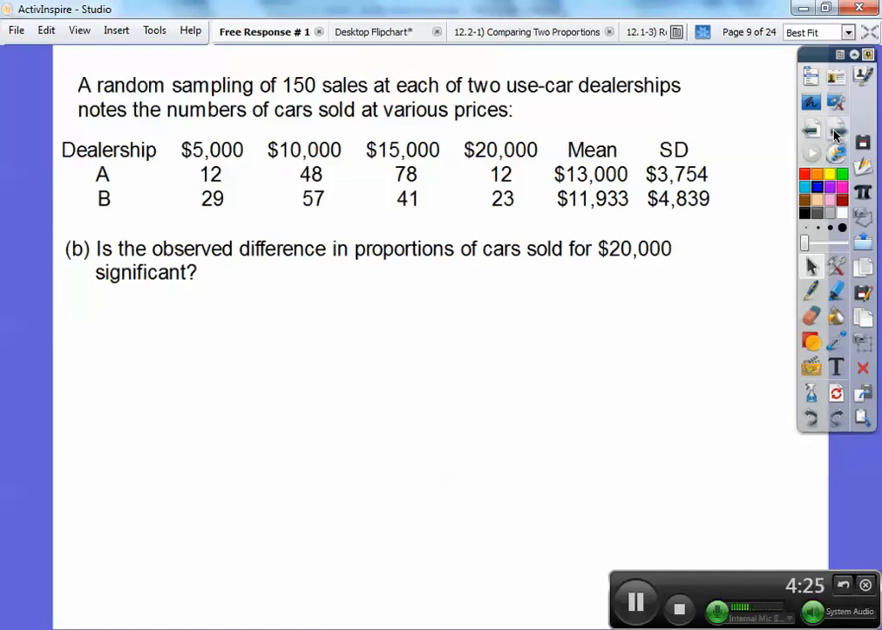All right, so here's B. Is the observed difference in proportions of cars for $20,000 significant?